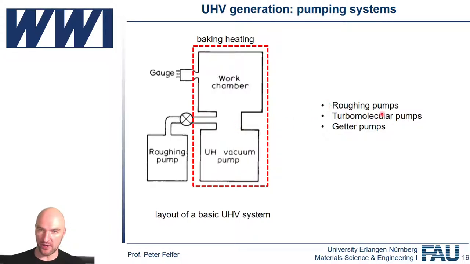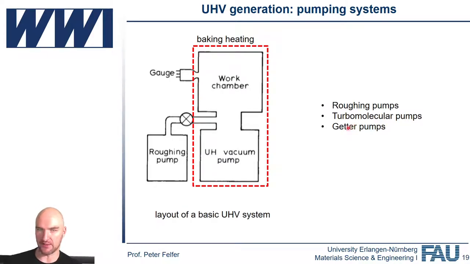We're going to look at the roughing pumps. So which roughing pumps do we have? And then which pumps do we have to create ultra high vacuum? There are two pumps that are important for us. The one is turbomolecular pumps. They're essentially mechanical pumps, so you give the molecules a good smack. And the other ones are the getter pumps. They're chemical pumps, so you adsorb or absorb the molecules that are left in your work chamber. So here the molecules are removed. Here the molecules are buried. Getter pumps don't get rid of the molecules.